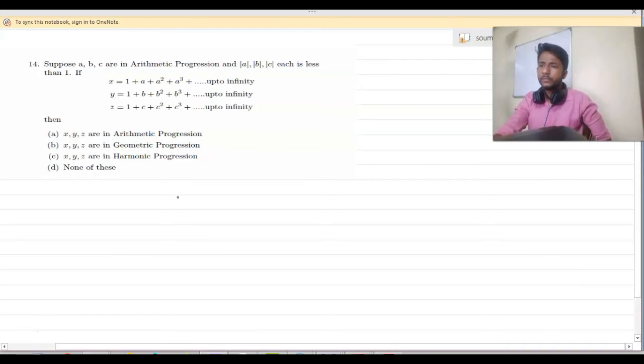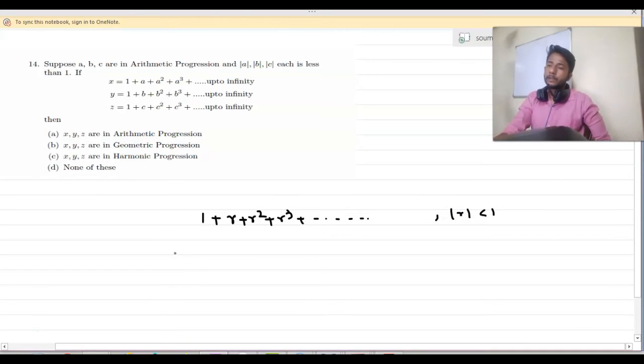First of all, let us observe this series. Let us take a series 1 plus r square plus r cube plus dot dot dot, where mod r is less than 1. Now first take the first n terms of this series. The first n terms are 1 plus r square plus dot dot r to the power n minus 1. I am writing it as Sn and the infinite sum as capital T.